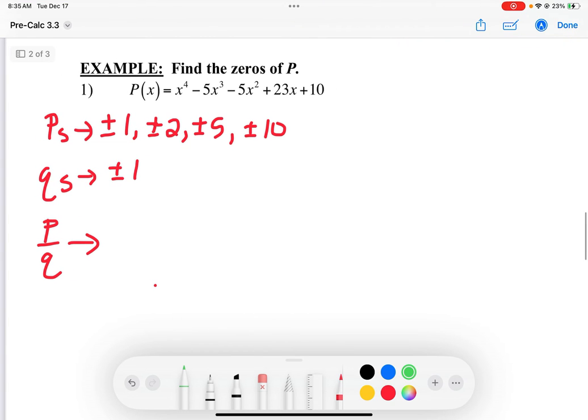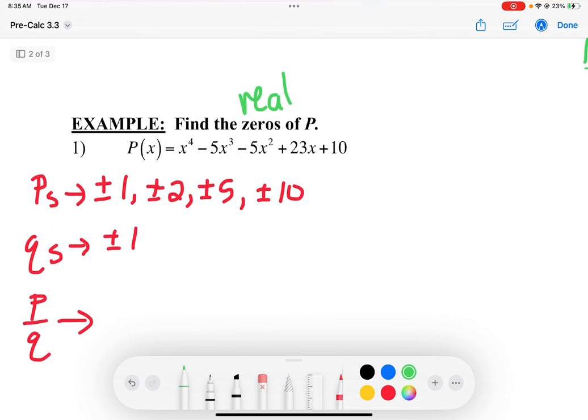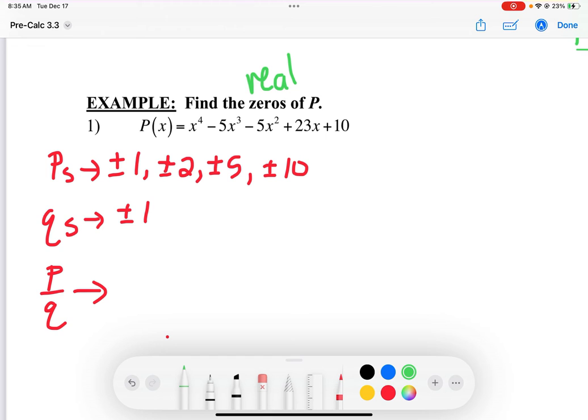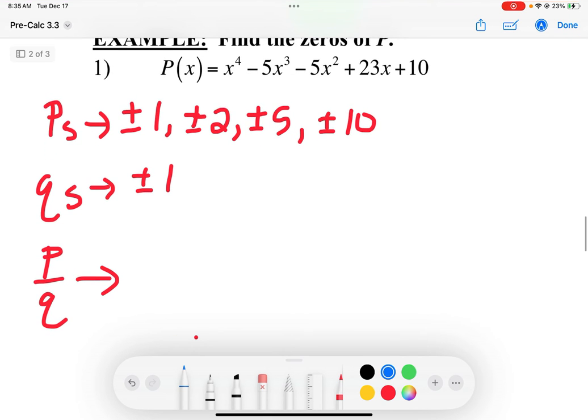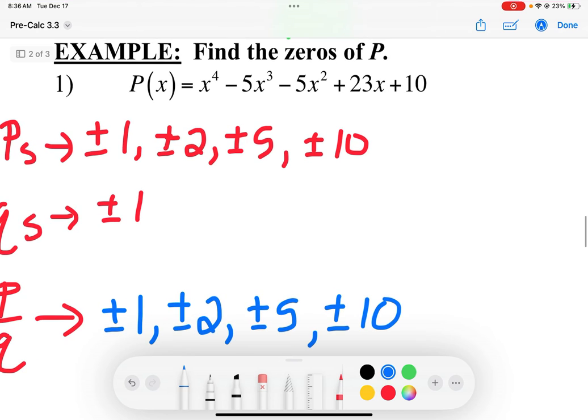So going down to the next example on this page, we're trying to find all of the real zeros here, not the rational, the real zeros. So I already listed all the p's, all the q's. So if we did p over q now, 1 over 1 is 1, 2 over 1 is 2, 5 over 1 is 5, and 10 over 1 is 10. Okay, so that was quick to find p over q. Now we're going to set this up the same way above with that box. It does not look like there are any placeholders, because we're not missing anything here. It's fourth power, third power, second power, first power, and so on.